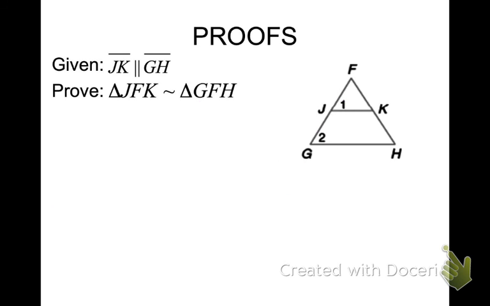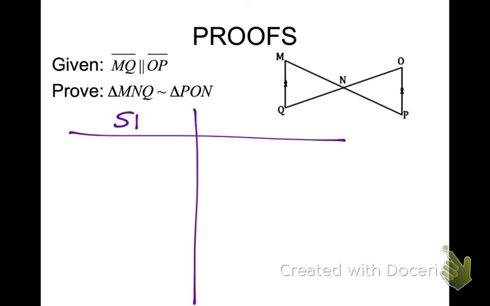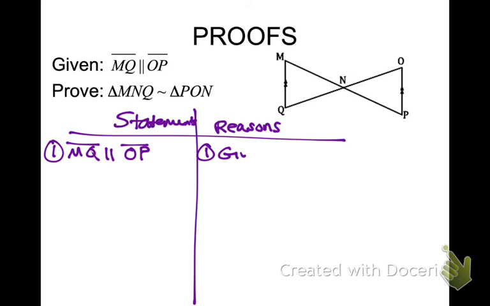All right, and then the last one, got parallel again. Statements, started over too far. Reasons, given, MQ is parallel to OP, given. Okay, so now if parallel, then what type of angles do we have? Blank angles are congruent. Yeah, here they have alternate interior.